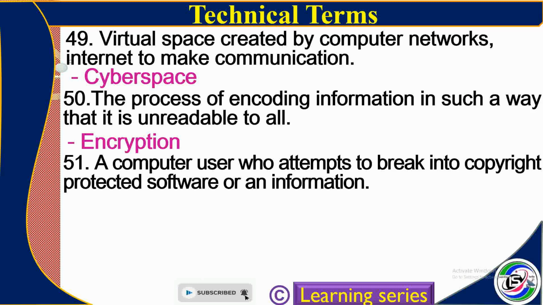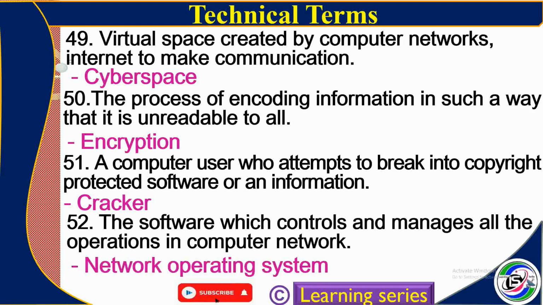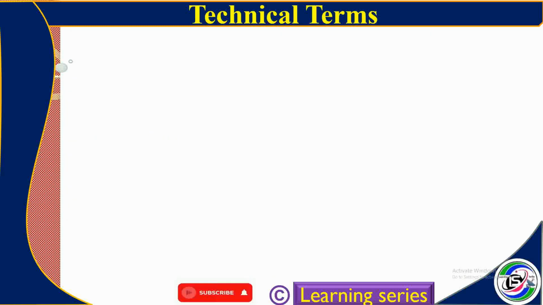50. The process of encoding information in such a way that it is unreadable to all. Encryption. 51. A computer user who attempts to break into copyright protected software or an information cracker. 52. The software which controls and manages all the operations in computer network. Network operating system.